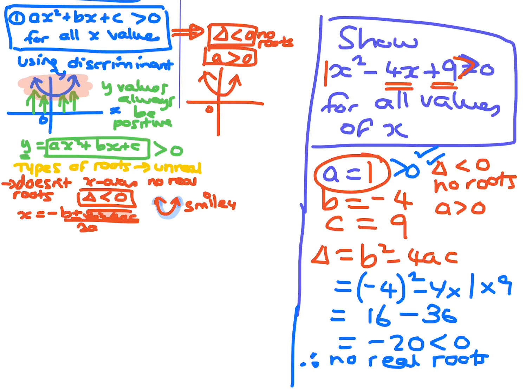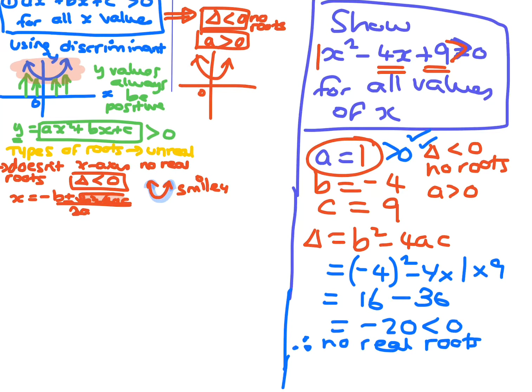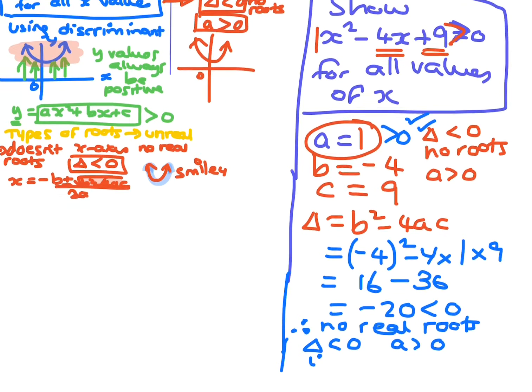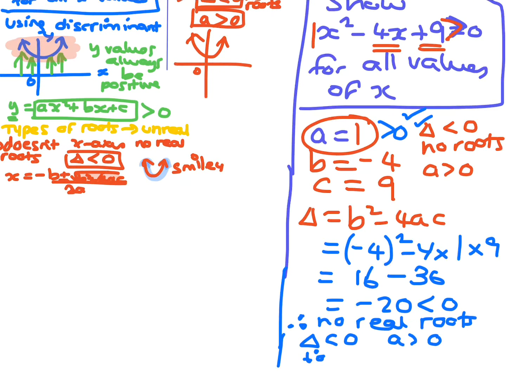So because both of those things are met, the discriminant is less than 0 and a is greater than 0, or positive, therefore that expression x squared minus 4x plus 9 is greater than 0 for all values of x.